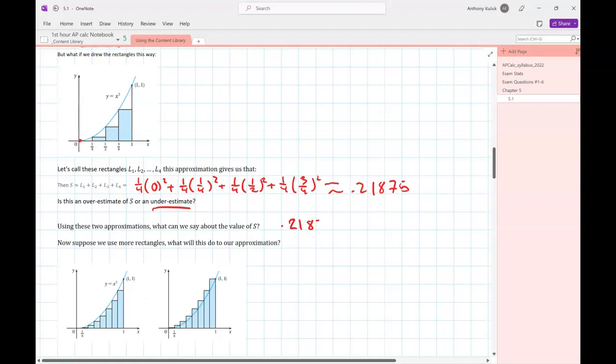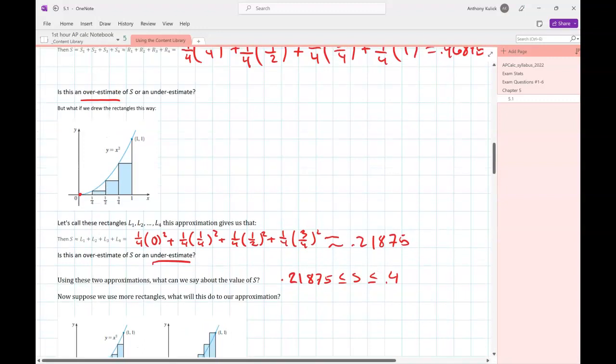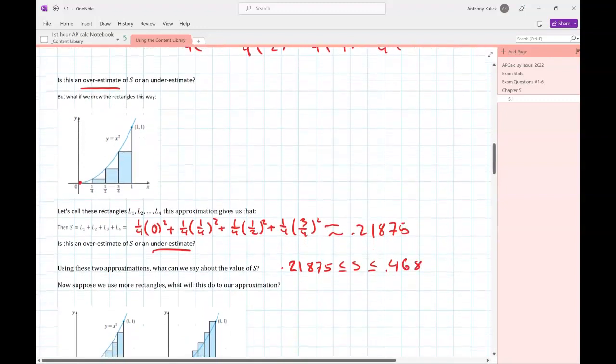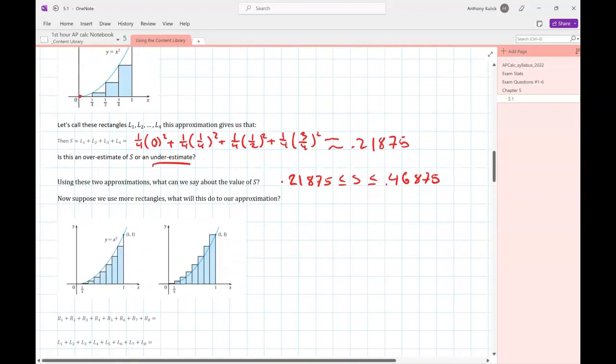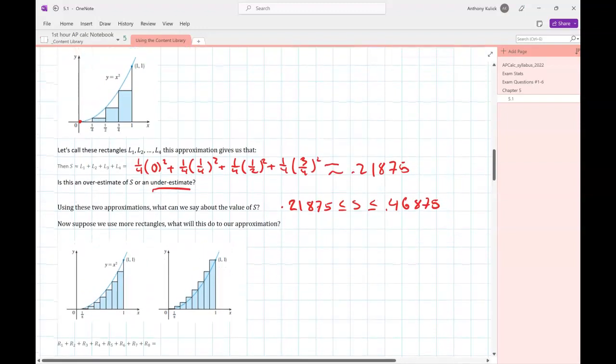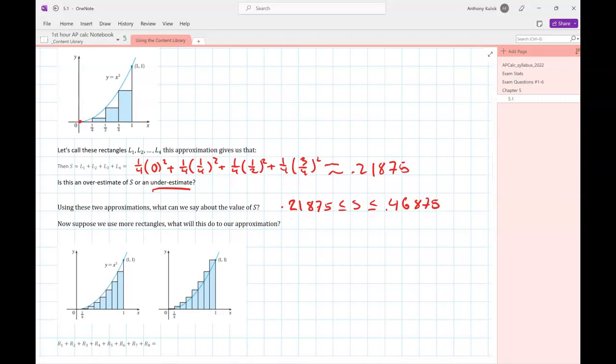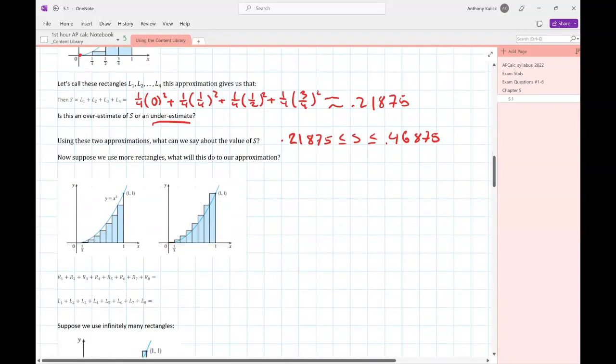Everybody's happy there? Now suppose we used more rectangles. What do you think is going to happen with our approximation? It's going to get better, right? We have less overhang or underestimate. Let's go ahead and compute those real quick.